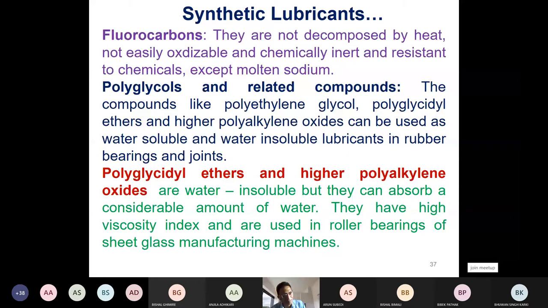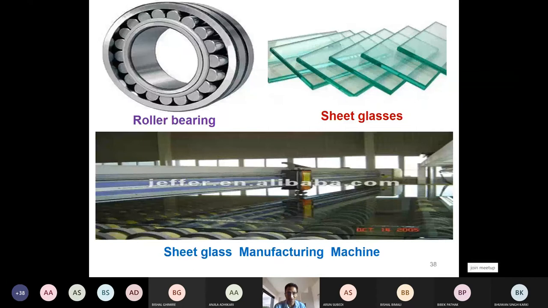Polyglycols and related compounds, like polyethylene glycol, polyglycerol ether, and higher polyalkylene oxides, can be used as water soluble or water insoluble lubricants in rubber bearings and joints. They are very expensive. Polyglycerol ethers and higher polyalkylene oxides can absorb a considerable amount of water. They have a high viscosity index and are used in the roller bearings of sheet glass manufacturing machines.